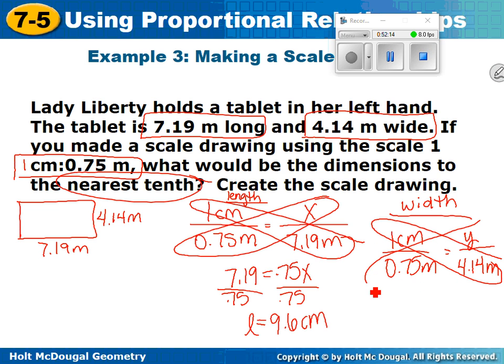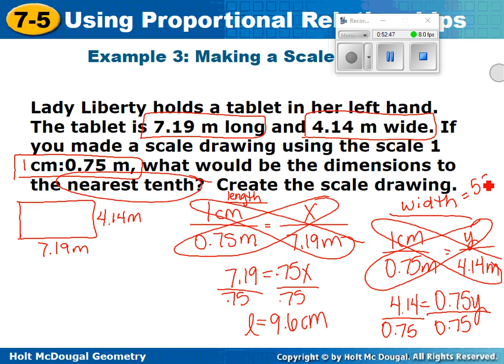Cross multiply. And now we have 1 times 4.14 is just 4.14 equals y times 0.75 is 0.75y. What do we do there? Divide by 0.75. And what do we end up with for the width? Okay, so the width is equal to 5.5 centimeters. Is that rounded to the nearest tenth?